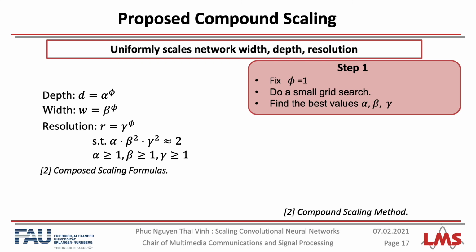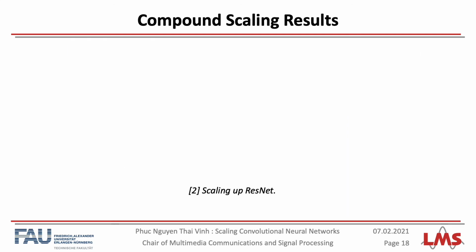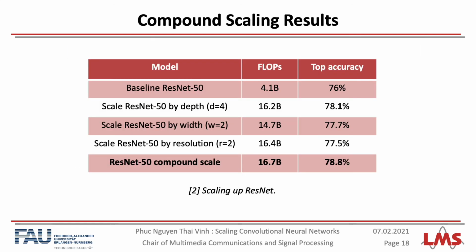Here are the steps we use. First, we fix phi at 1 and do a small search to find the best values of alpha, beta, and gamma. Later, we fix alpha, beta, and gamma as constants and scale up the baseline network. And here are the measured results.